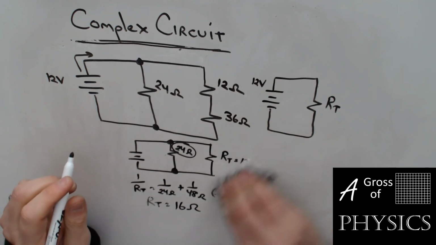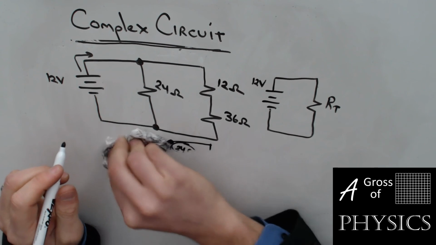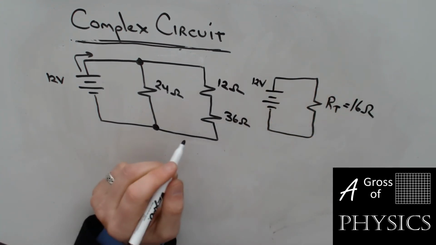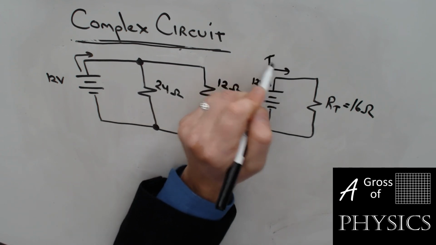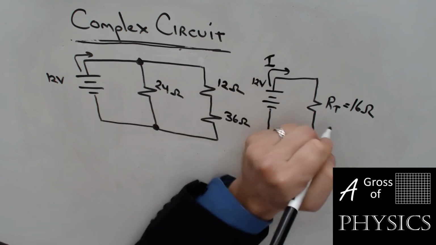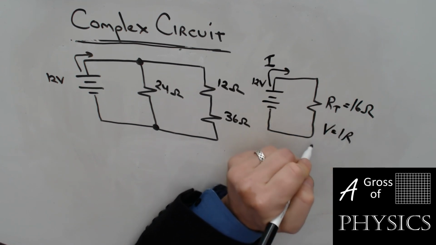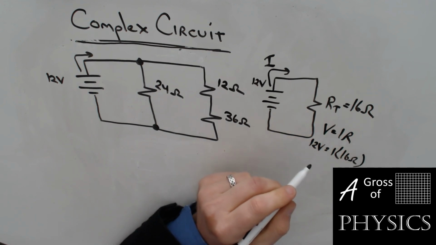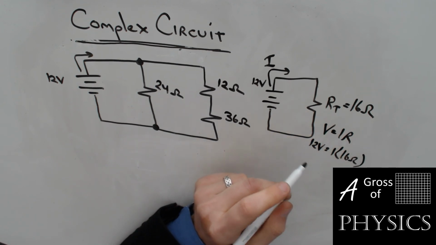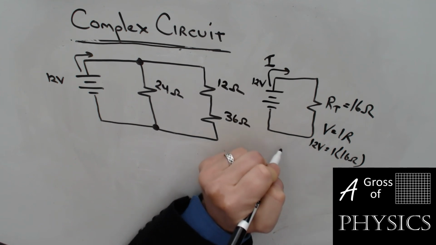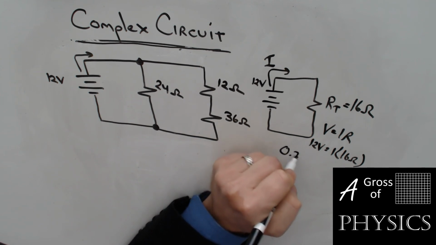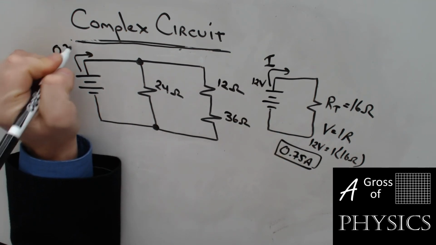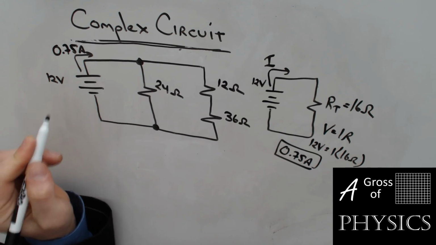Now let me get rid of this so we have some room to work. And RT is 16 ohms. Now, if we have 16 ohms, we could find the current leaving the battery. And we use V equals IR. Now, V equals IR is the most versatile equation we have. But putting the right variables into the equation becomes the difficult part, not using the equation. If you do 12 divided by 16, I should have been able to do this in my head, I get 0.75 amperes, which is the same as what leaves this battery.